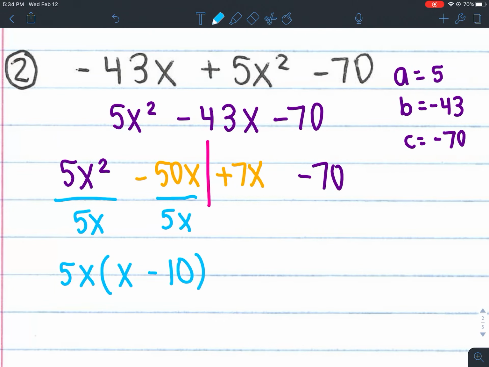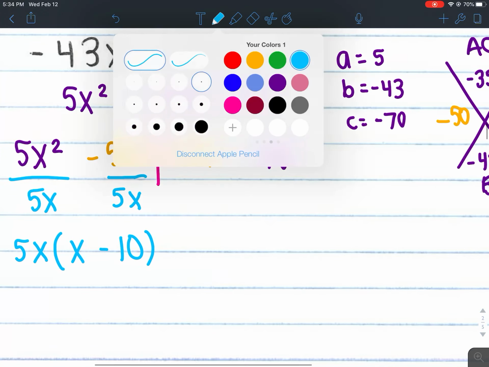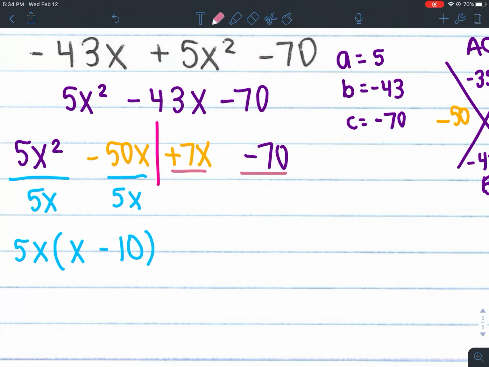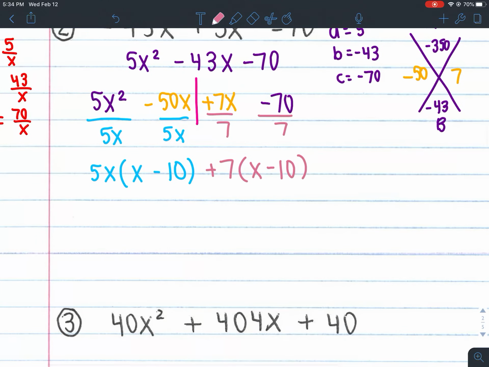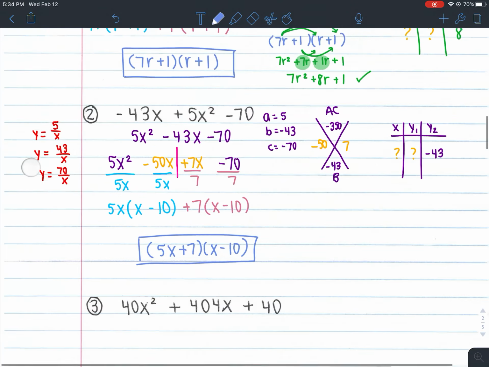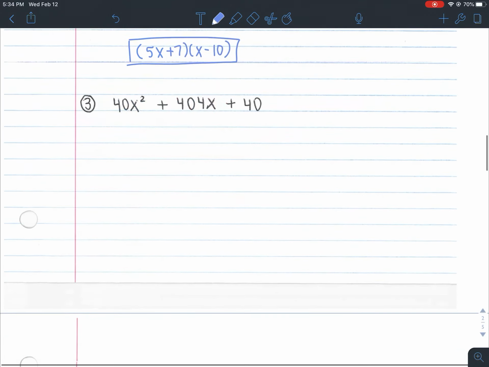Minus 10, those x's cancel. Again, I'm not going to super concentrate on grouping here because we've seen this before. The largest thing I take out is a positive 7. My first term is positive, so I'm not going to take out a negative. Okay, my parentheses match. So I'm in good shape so far. And then one of my factors would be 5x plus 7, and the other one would be x minus 10. All right, moving on. Number 3.